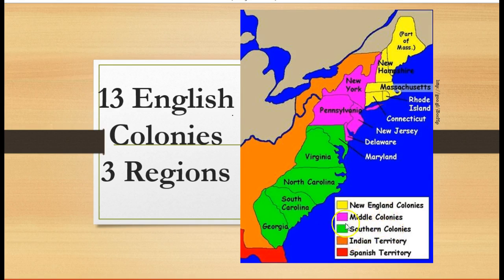On this particular map, you also see the Indian Territory and Spanish Territory. So all of the orange here was area that was occupied by Native Americans. The red to the bottom of the screen would have been Spanish Florida or Spanish territory at the time.